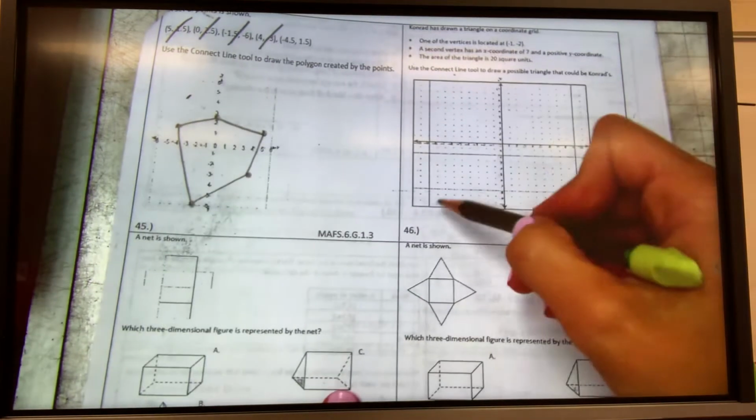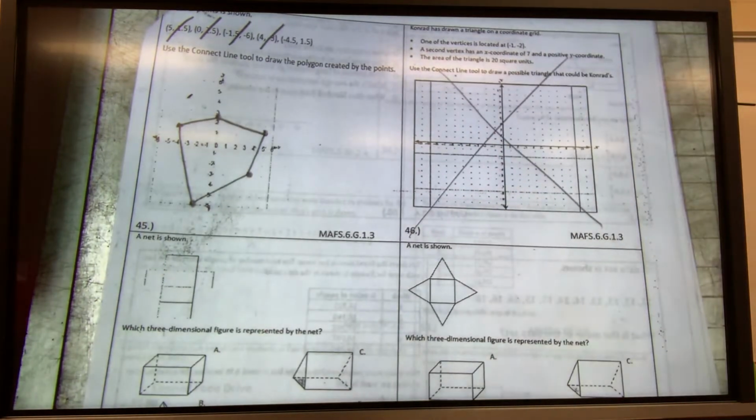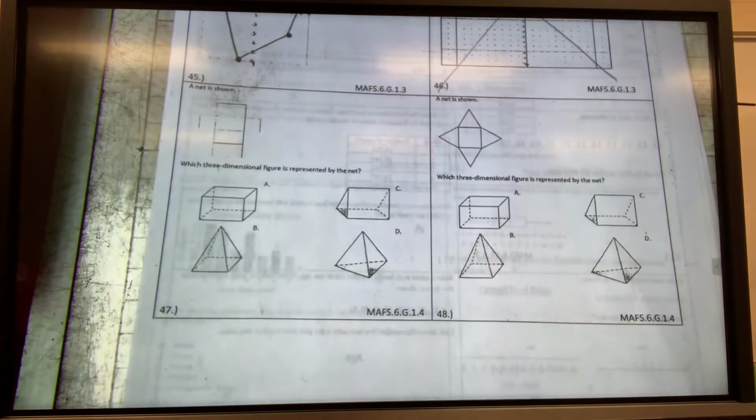Number 46, we're going to skip. It doesn't even count at all, so do not color that in at all. Just leave it blank.